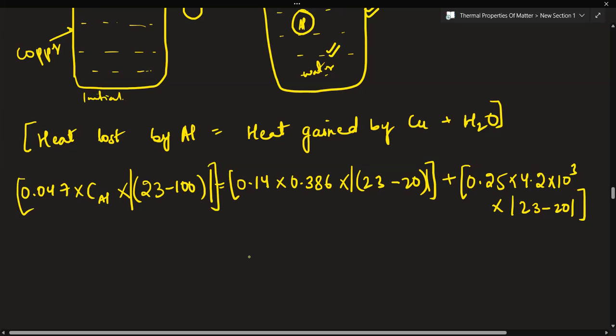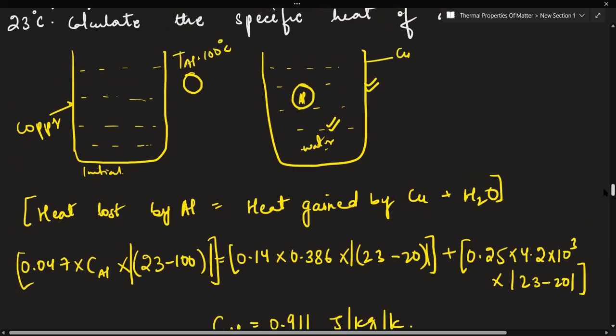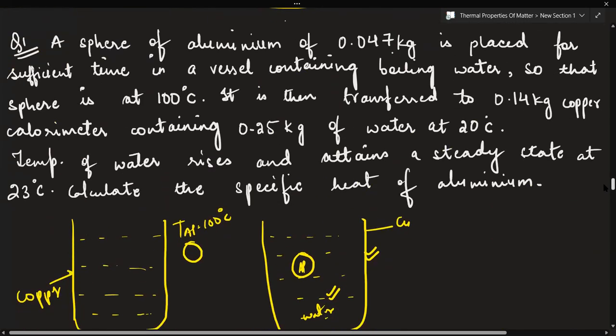Are these clear for aluminium, for copper, for water? When you solve this after the class, just try and solve it. See whether your answer matches the original answer. The original answer is approximately 0.911 joules per kg per kelvin. Just write it down. Just copy this numerical.